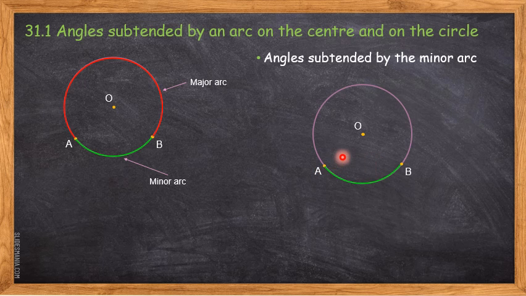If we join these endpoints to the center, there is an angle that forms. When you join the 2 endpoints to the center, there is an angle that forms. We consider the angle that is formed facing on the same side as the arc.